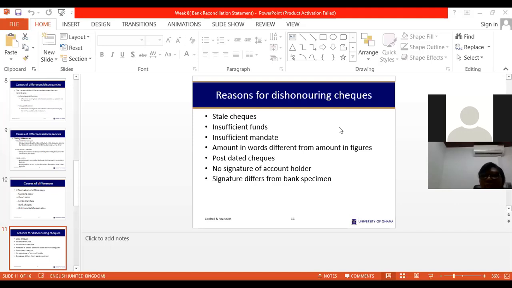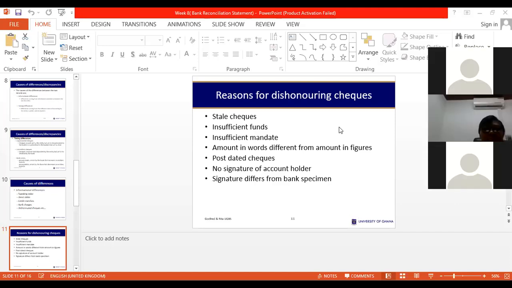Yes, madam. A stale check is a check that maybe they have given you a date to go and cash it out, and that date has elapsed. So the check becomes stale, or if the date is not specified, after a period of 6 months, it becomes useless. Okay, so a stale check is just a check that has been issued.